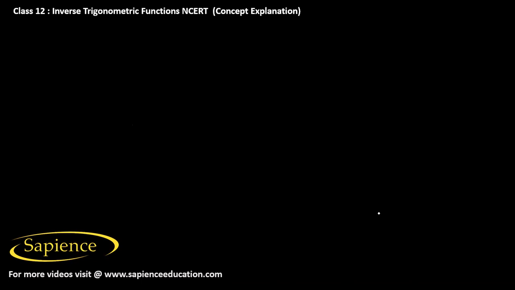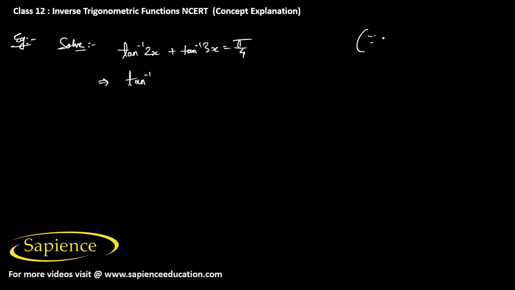Then one more example we can solve is, suppose it is asked to solve the inverse trigonometric equation tan inverse of 2x plus tan inverse of 3x is equal to pi by 4. Since we know that tan inverse of x plus tan inverse of y is equal to tan inverse of x plus y by 1 minus xy.